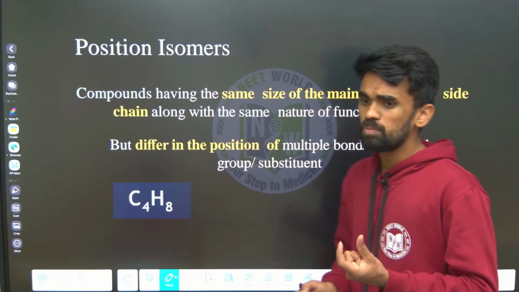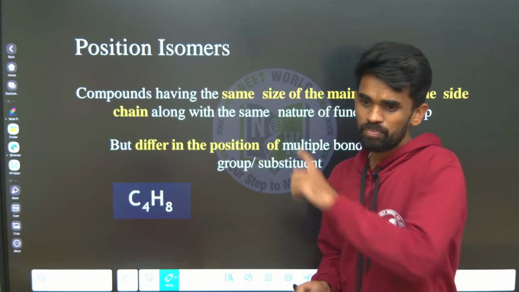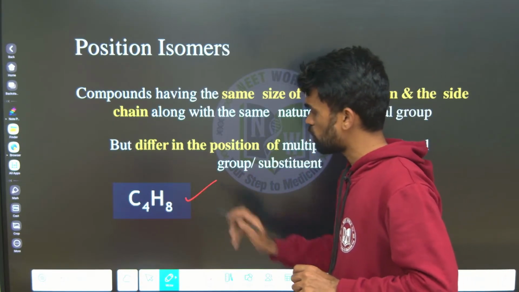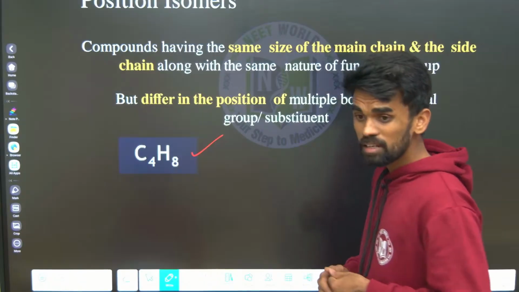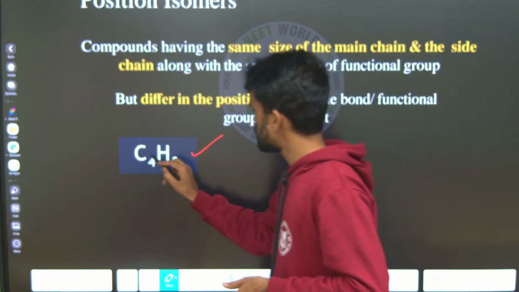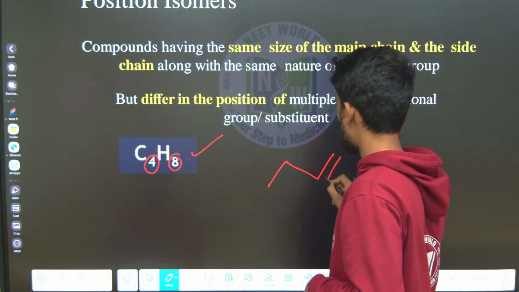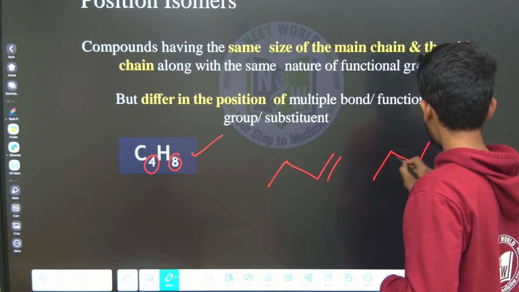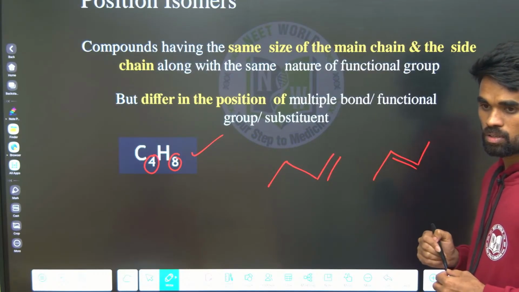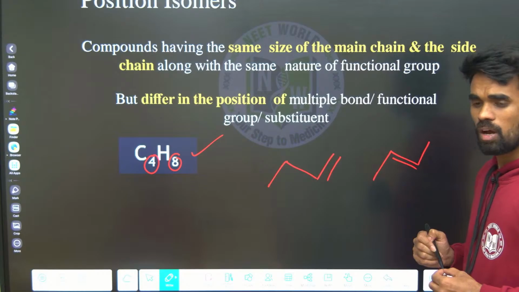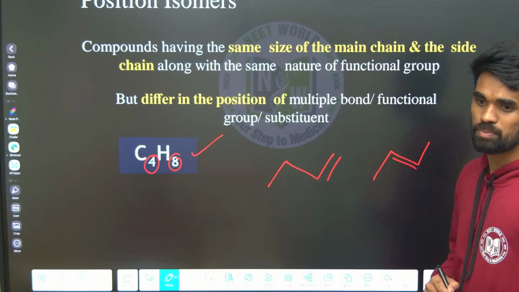Next, positional isomers. Isomers that differ in the position of a branch or substituent are considered positional isomers. For example, C4H8. Is it alkane or alkene? Alkene, since CnH2n. So I can write 1-butene or 2-butene. Is positional isomerism possible with alkanes? Yes, with alkanes also it is possible.